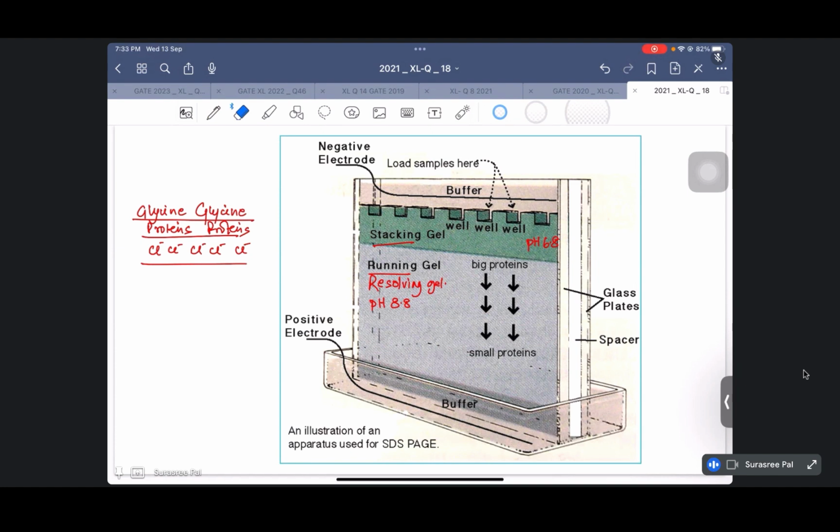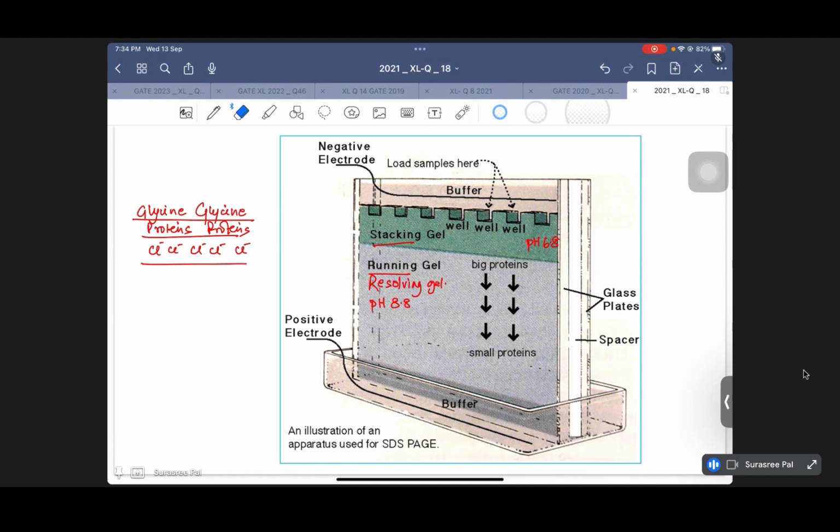So there will be glycine stacking on the proteins. In the front there are these chloride ions, on top of it there are these glycine molecules, and of course the proteins will be stacked in between them. That is specifically what we want, the proteins to be all at the same line, because now we will start to resolve the proteins, and if the proteins do not come to the same front then we won't be able to resolve them according to their molecular weight.